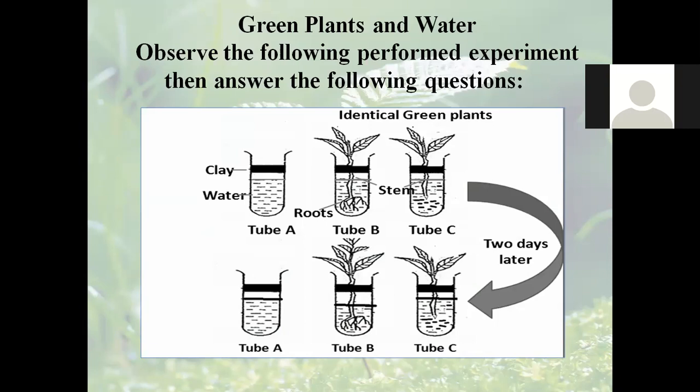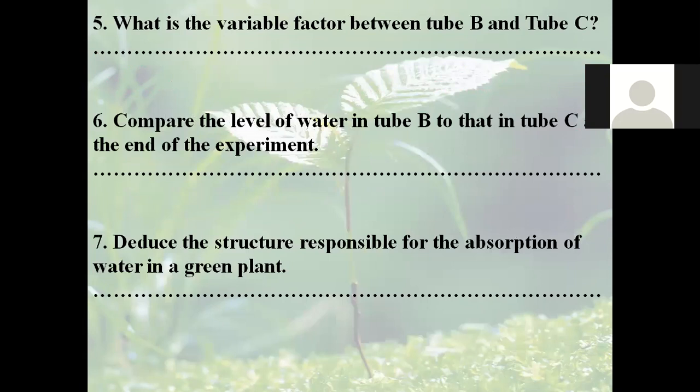Both of them contain the plant. Both of them contain leaves. Both of them contain the stem. But the difference is that plant B contains roots, while tube C doesn't. Okay, that's it. Moving to part 6.